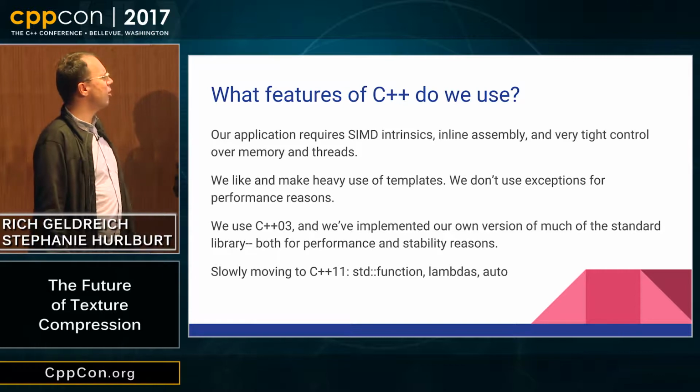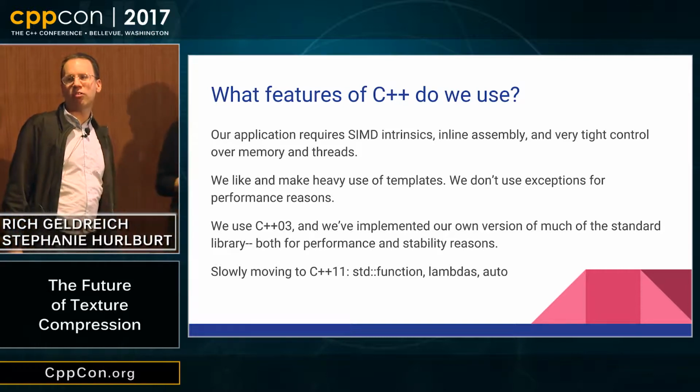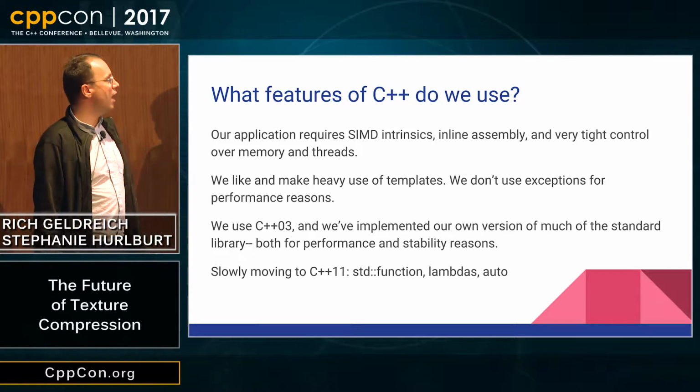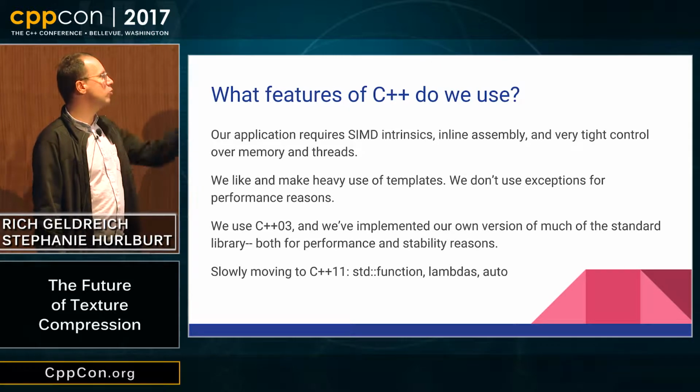So I use the compiler, I use OpenMP, and we use our own containers. There's a few things in C++11 that are interesting, but to be honest, like, we're working in a hard problem domain right now in terms of performance, and we're slowly transitioning to it.